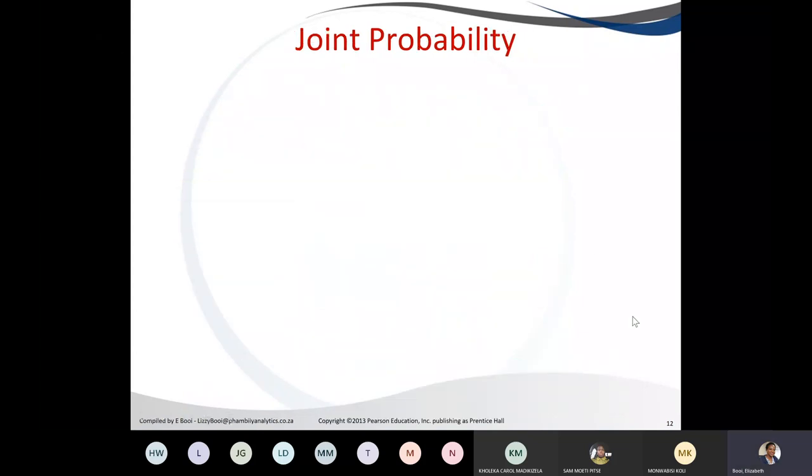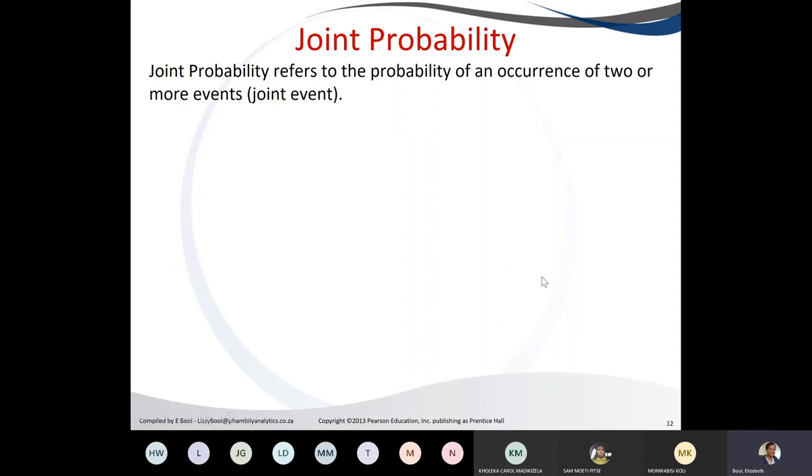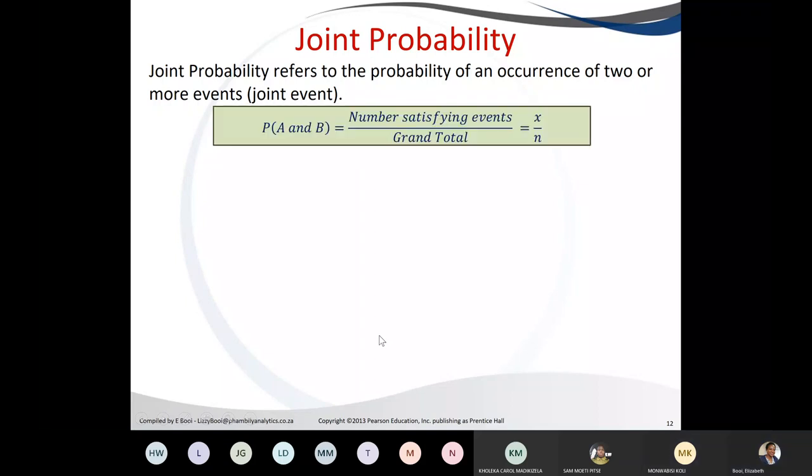How do we then calculate the joint probability? A joint probability refers to the probability that two events are happening, or more than two events are happening, at the same time. The formula that you will be given in the exam as well: the probability of A and B, which is the joint event of A and B, is given by the event satisfying the joint event divided by the sample space.